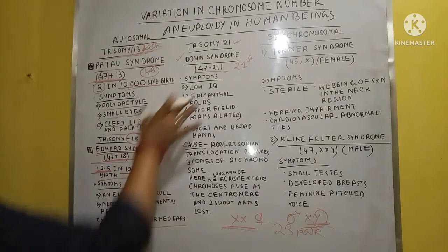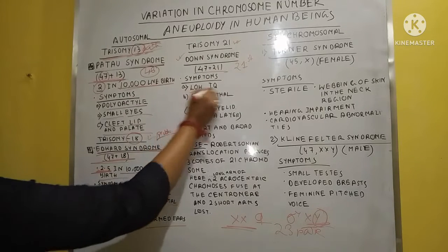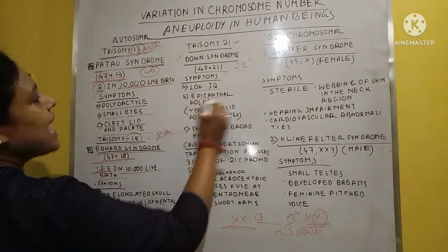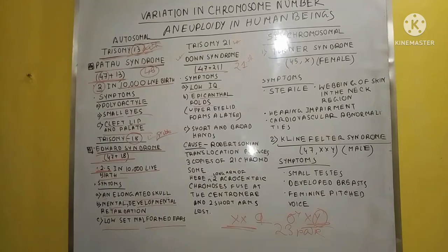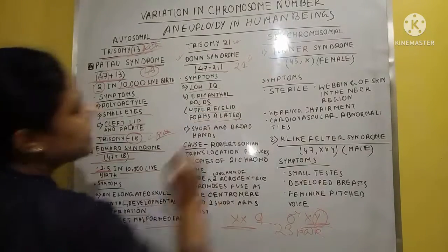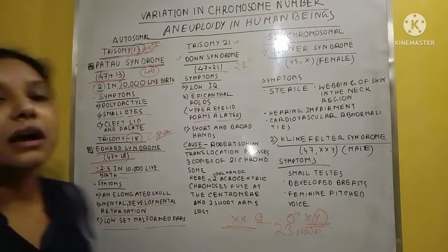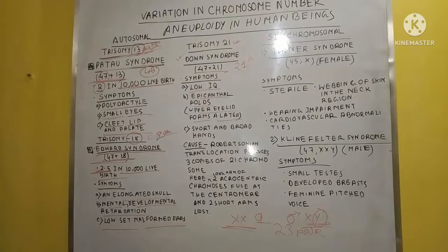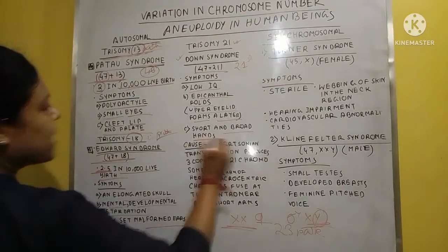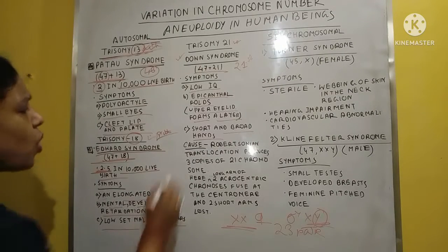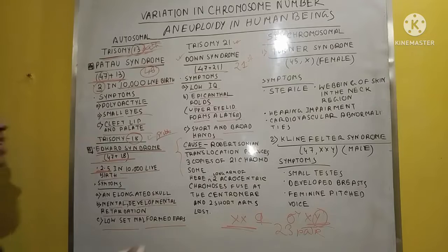And what symptoms? The symptom is low IQ. IQ is very low. Second one is the epicanthal fold. What is called the epicanthal fold? Upper eyelid forms a layer. You can see a layer in the upper eyelid. And third one is the short and broad hands. Short and broad hands.